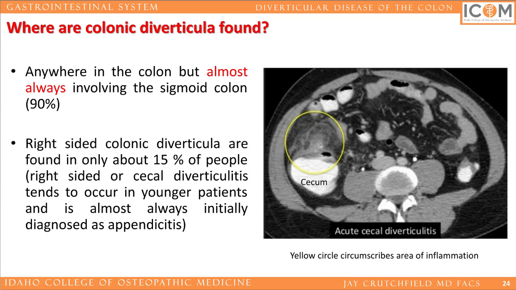Acute cecal diverticulitis can be easily confused with acute appendicitis, especially if the cecal diverticulum is small. If the surgeon encountered this patient, he most likely would perform a resection of the cecum, removing the appendix at the same time, and perform a primary anastomosis.